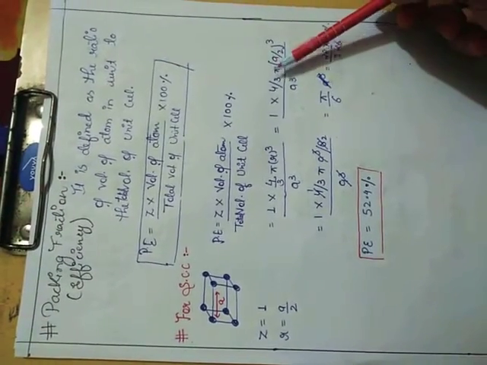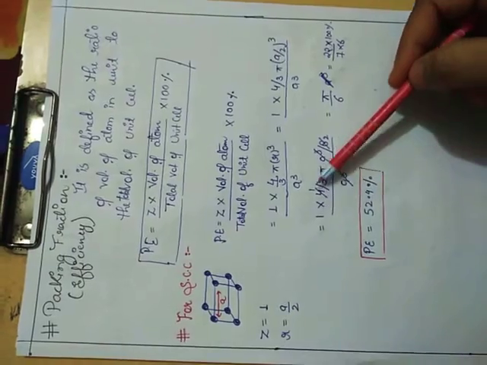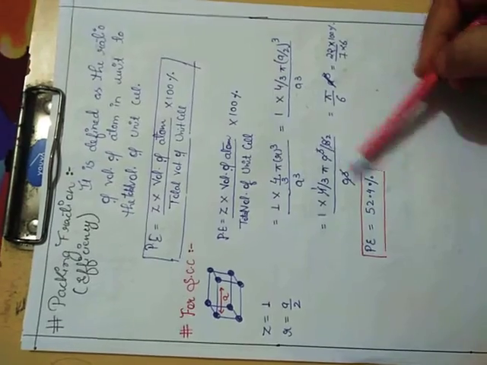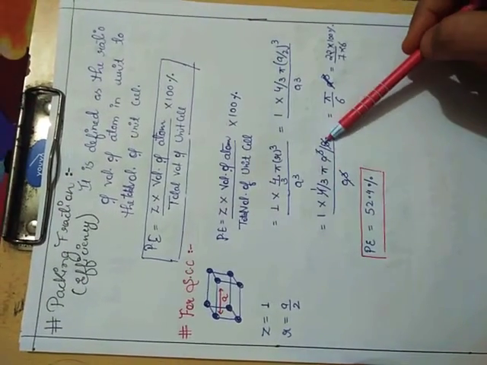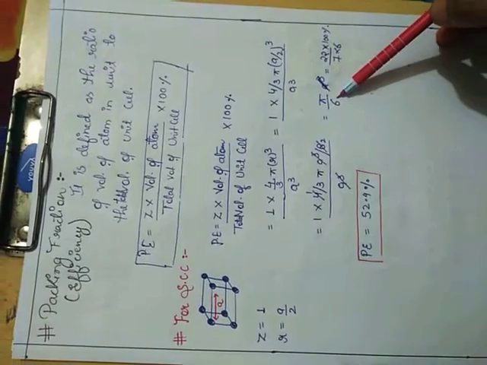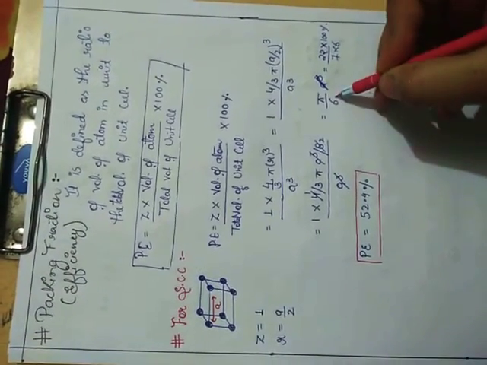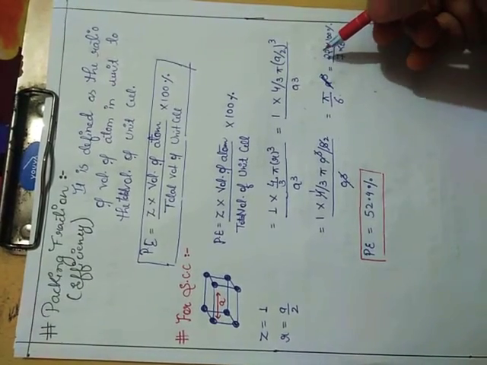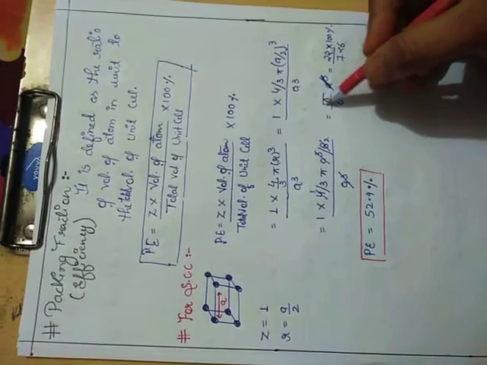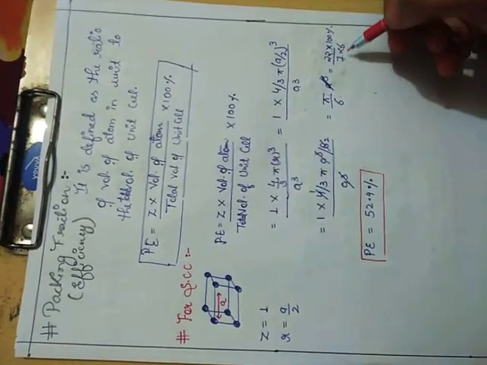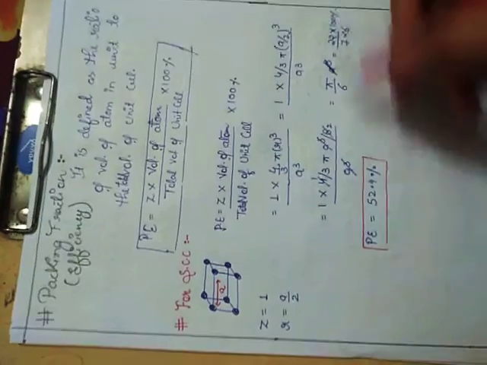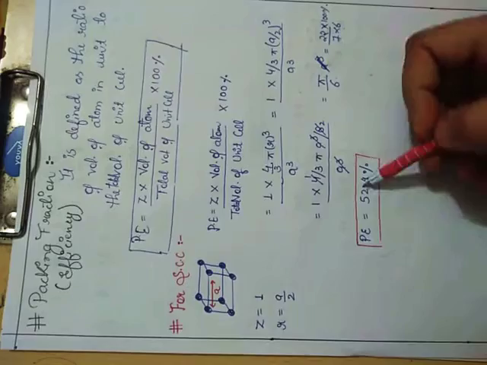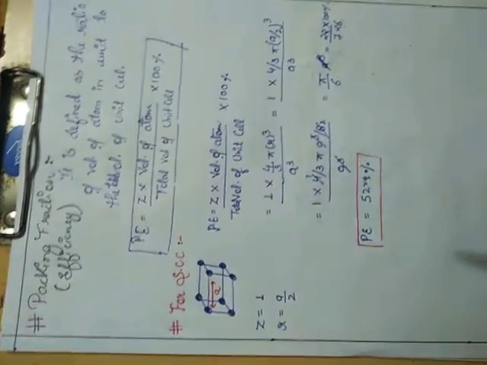If you expand this, you will get 1 into 4/3 pi a cube upon 8, upon a cube. So a cube cancels, and 4 and 8 cancel, giving you pi by 6. If you put the value of pi as 22/7 upon 6, into 100%, you will get the value 52.4%. So this 52.4% is the packing efficiency for the SCC type of arrangement.